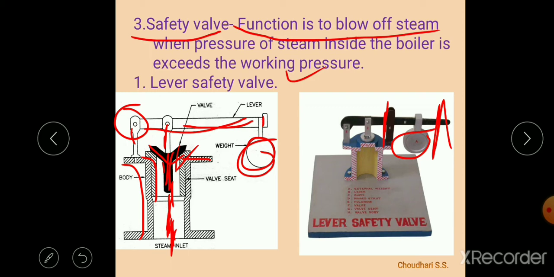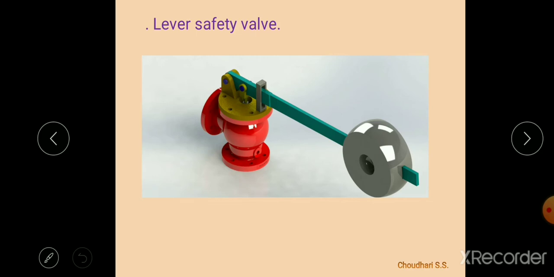So when steam pressure exceeds, the valve moves upward, causing the valve to open, and steam is blown out to the outside. This is the lever safety valve. We can see one more diagram.